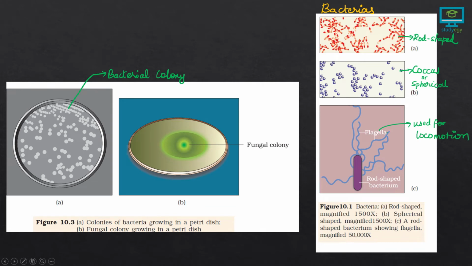Now we are looking at the diagram. So this is a bacterial colony which is growing on a petri dish, and this is a fungal colony. Next we have the different types of bacteria. So this is the rod shaped bacteria. The second one is a coccus, also called spherical shaped bacteria. The third one is a rod shaped bacterium with flagella. The flagella usually help in movement.